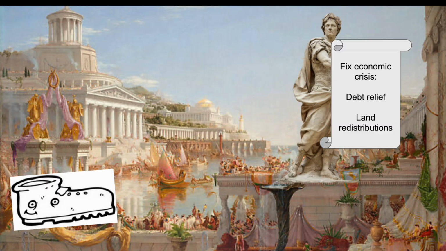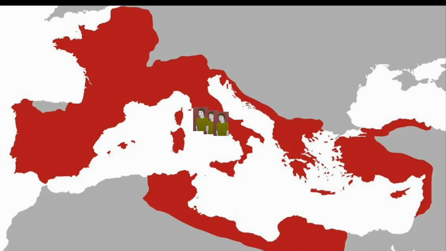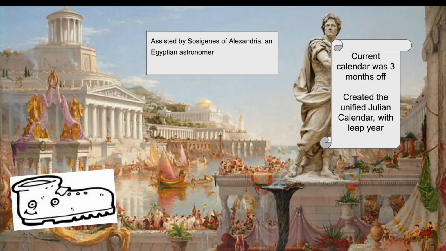He attempted to fix the economic crisis through debt relief and land redistributions. He also set up a bunch of Roman colonies, like rebuilding the old destroyed city of Carthage, allowing tens of thousands of Romans a second chance at a better life. He noticed the current calendar was off by about 3 months, and so with the help of an Egyptian astronomer, he created a new unified calendar called the Julian calendar, with the introduction of the leap year.